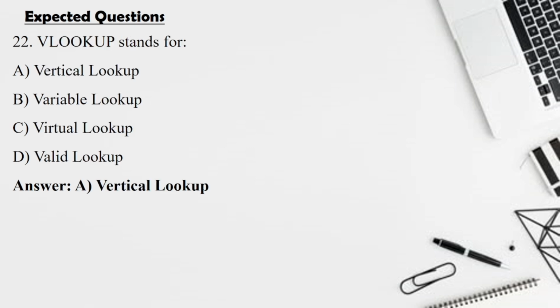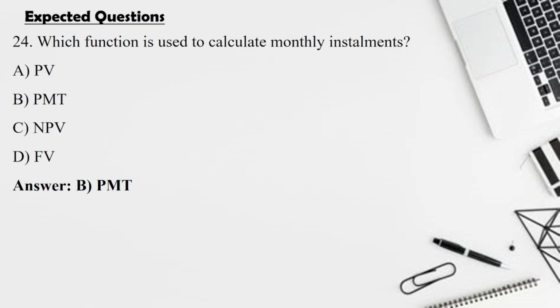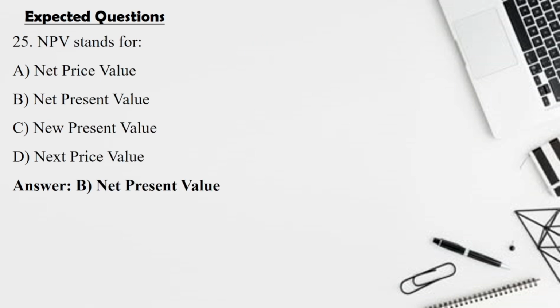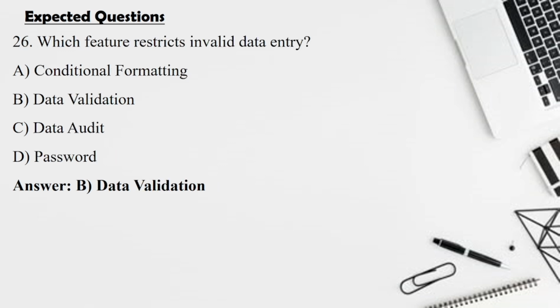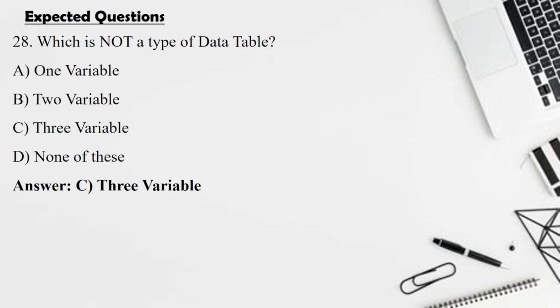Which function combines text from different cells? Concatenate. VLOOKUP stands for vertical lookup. The function that calculates accrued interest is ACCRINT. Which function is used to calculate monthly installments? PMT. NPV stands for net present value. Which feature restricts invalid data entry? Data validation. Which feature highlights data based on specific condition? Conditional formatting.